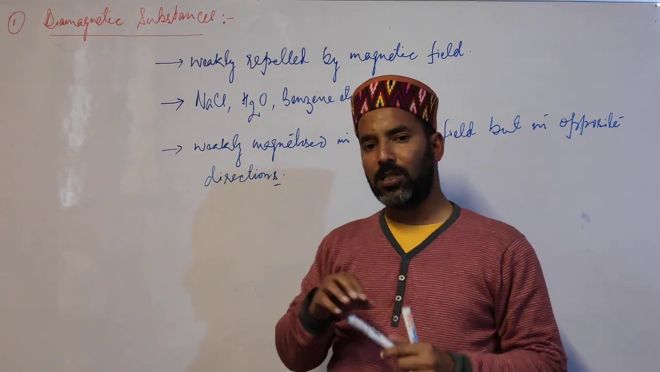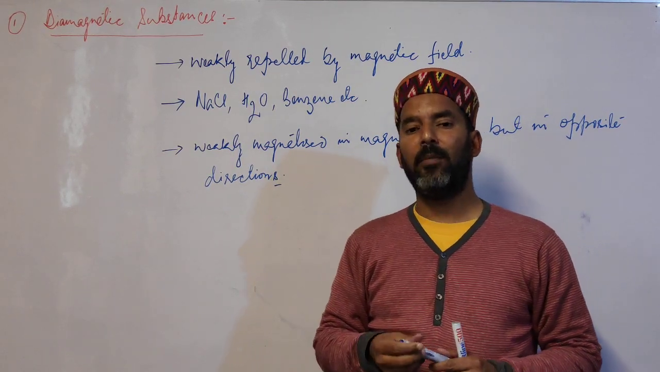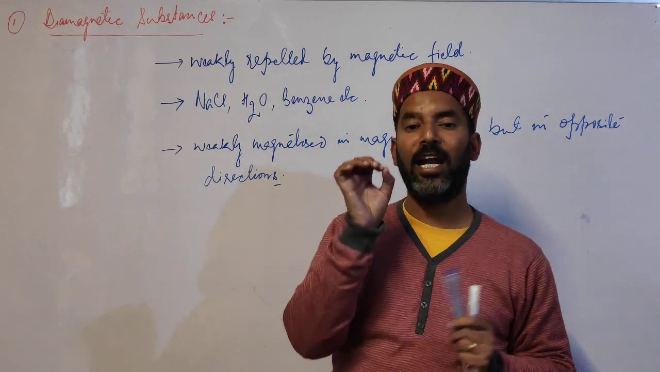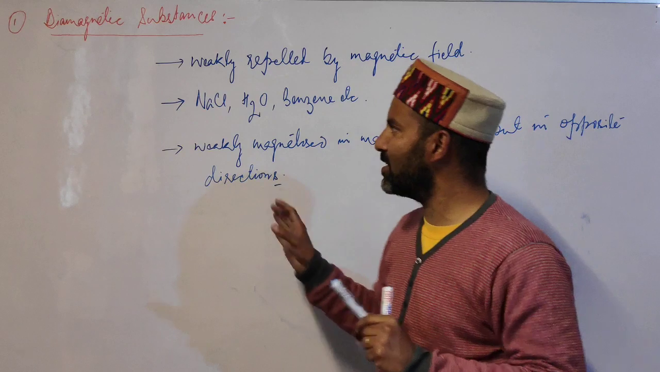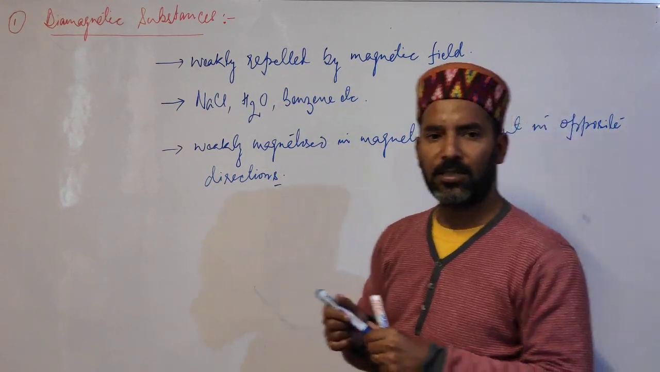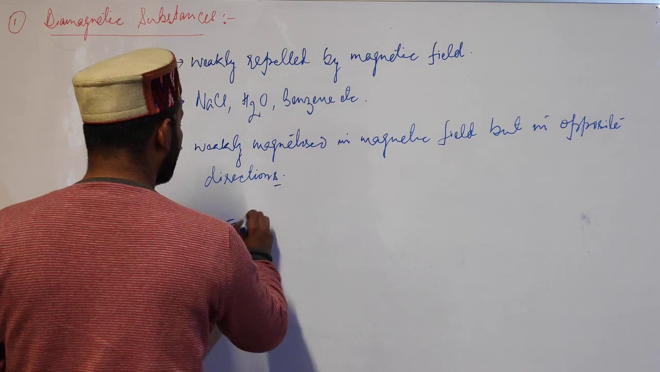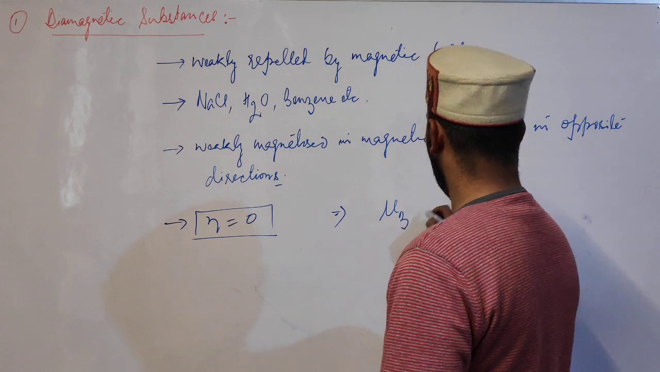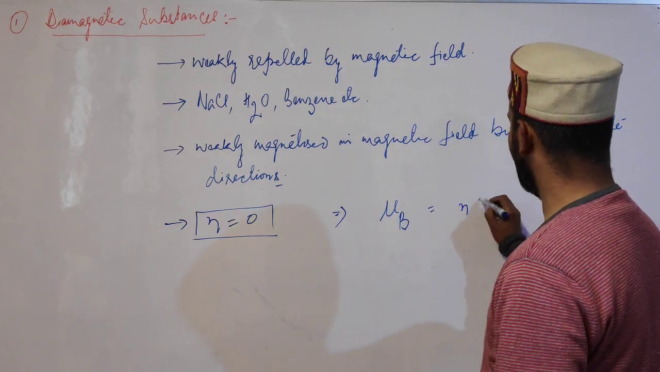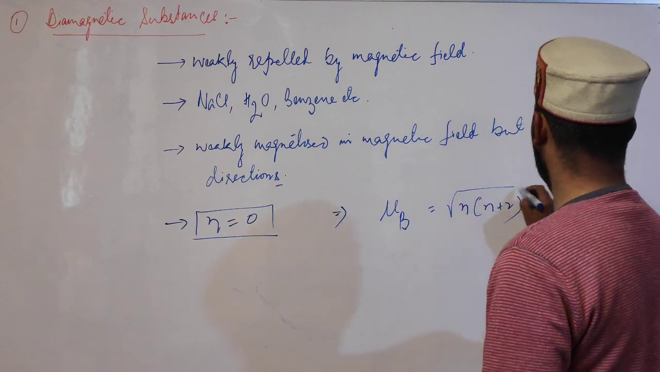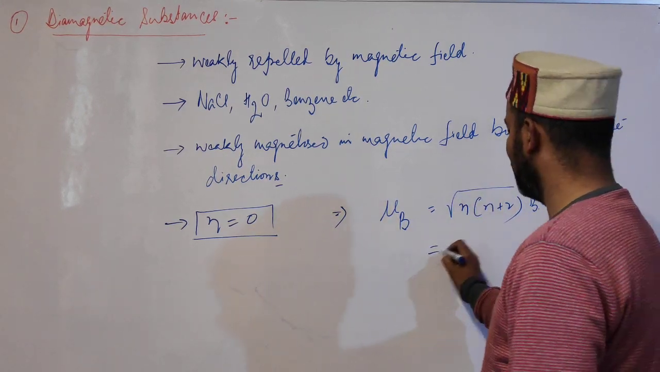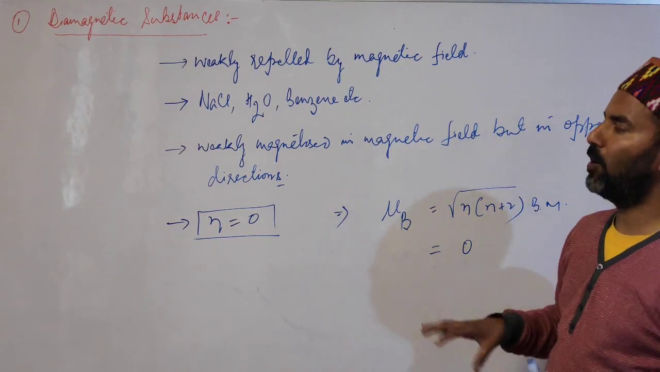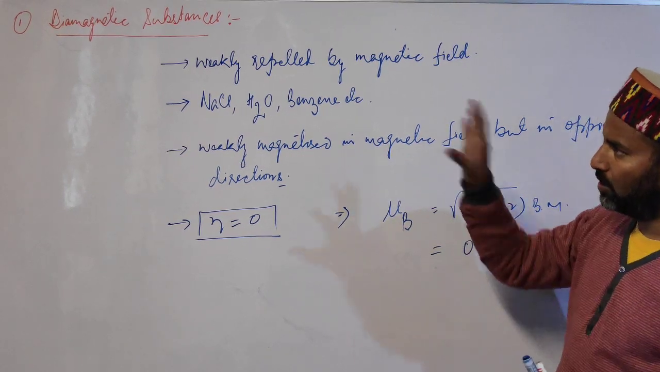Why students? Because when pairing of electrons occurs, the magnetic moments of the individual electrons cancel out. So the net magnetic moment will be zero. So we say that diamagnetic substances have how many unpaired electrons? They have no unpaired electrons. So we say n is zero, and the magnetic moment is root of n(n+2) Bohr magneton. But since n is zero, the net magnetic moment will be zero. So these are the first type of magnetic materials, diamagnetic.